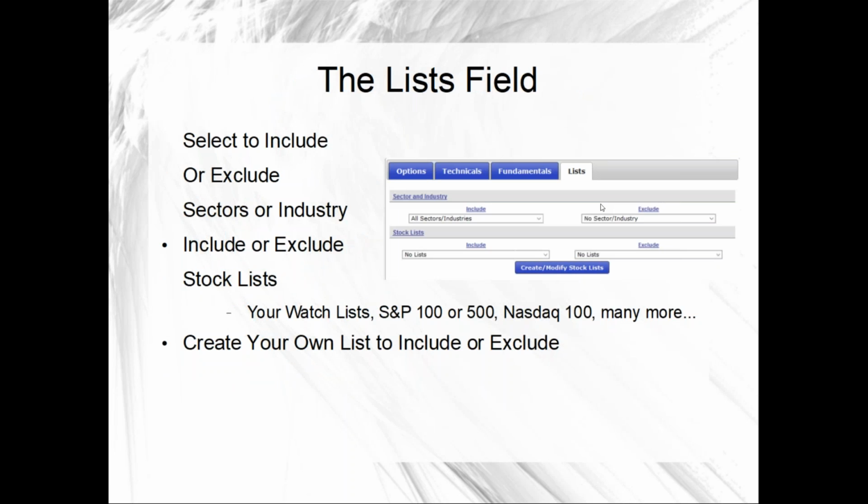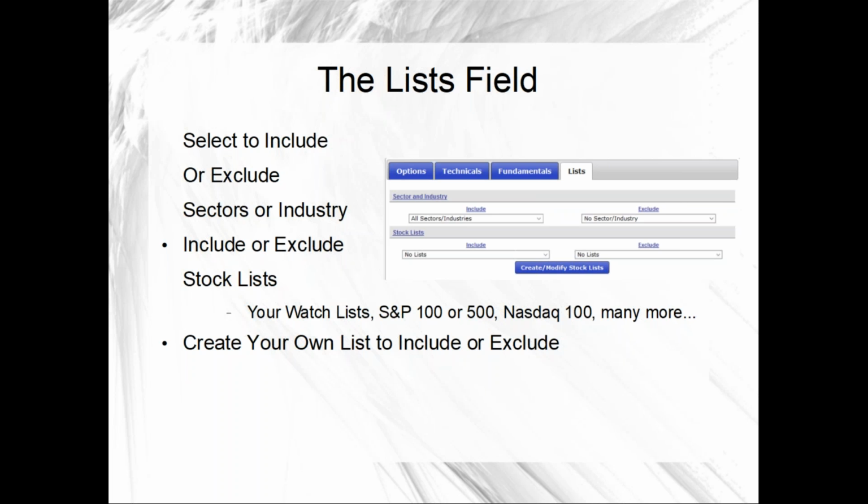The last section in the search for all strategies is the list field. This will allow you to specifically include or exclude a sector or industry from your specific search. You can also include the stock lists, where you can put in your watch list for the stocks that you're tracking and choose to screen just against those in a given strategy. Or we've got some preset company lists for you.